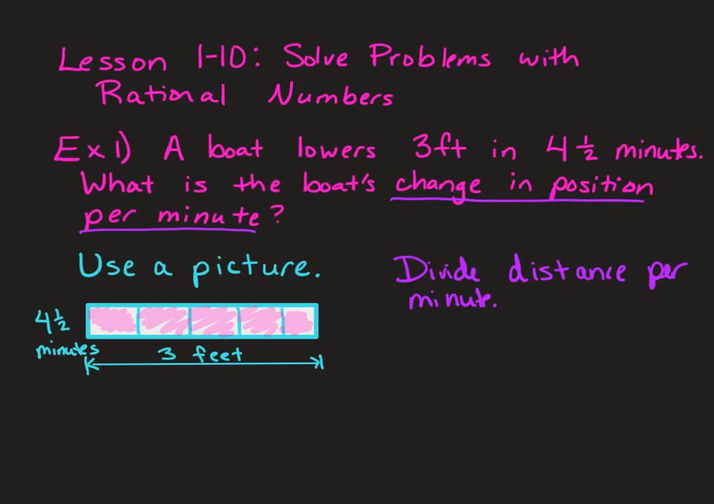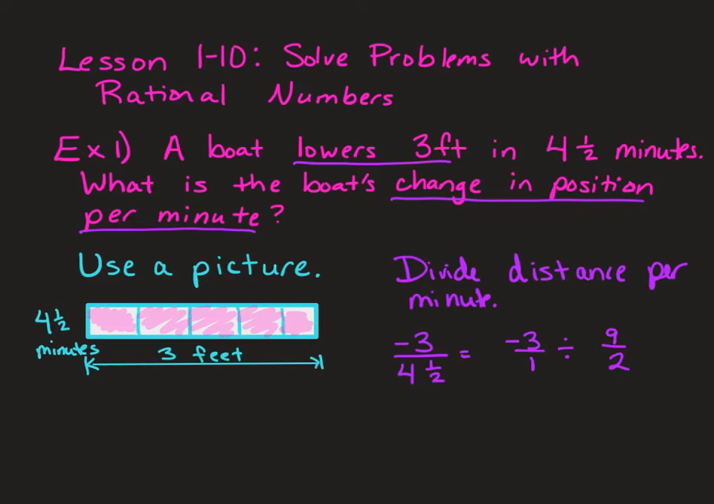And we're going to divide the 3 feet that it lowers. Lowering means that it's -3 by the change in time, the number of minutes, 4.5 minutes. We could rewrite that as dividing two fractions. -3 could be rewritten as -3/1. And then 4.5 could be changed to a fraction by saying 2 times 4 is 8, plus 1 is 9, so we get 9/2.